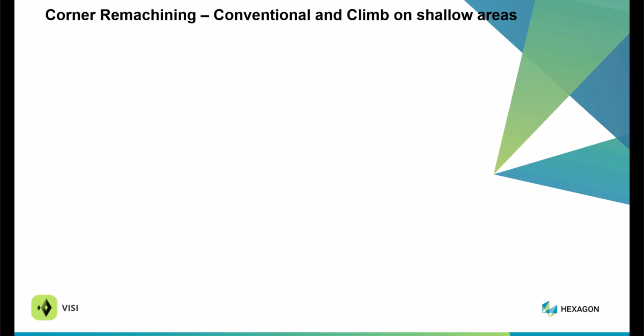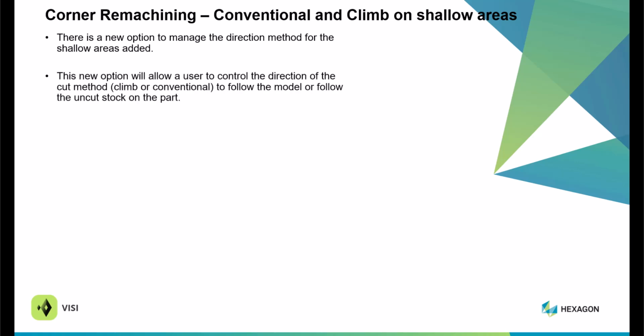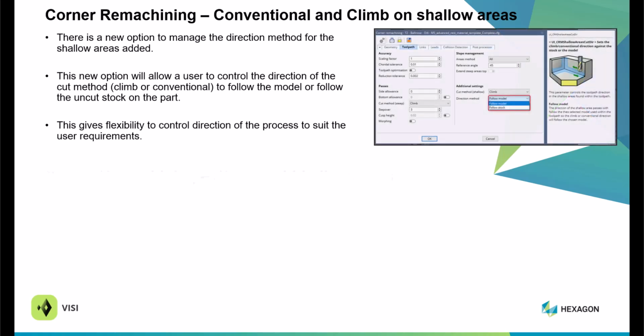Corner remachining, conventional and climb on shallow areas. There's a new option to manage the direction within shallow areas that has been added. This new option will allow users to control the direction of cut method, climb or conventional, to follow the model or follow the uncut piece of stock. This gives flexibility and control of the direction to suit the user requirements.